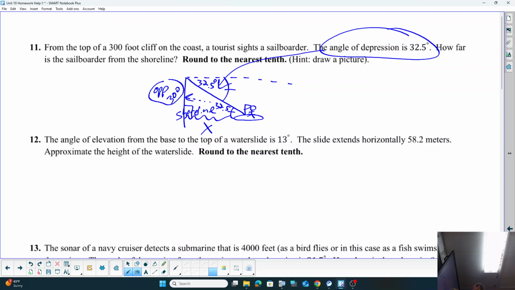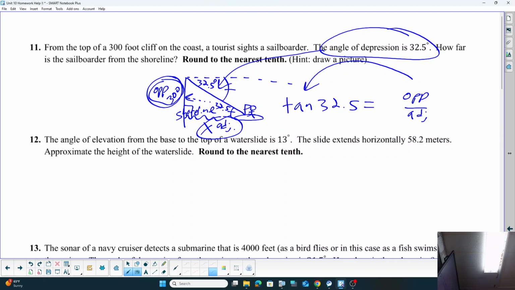And now this is the opposite, and we're trying to find the adjacent. The shoreline, not the cliff, the shoreline. So what is that going to be? Do you remember what uses opposite and adjacent? Opposite and adjacent is tangent. So opposite, adjacent, tangent. Because it's opposite and adjacent, we're going to use tangent. And so it's opposite 300 over adjacent x.